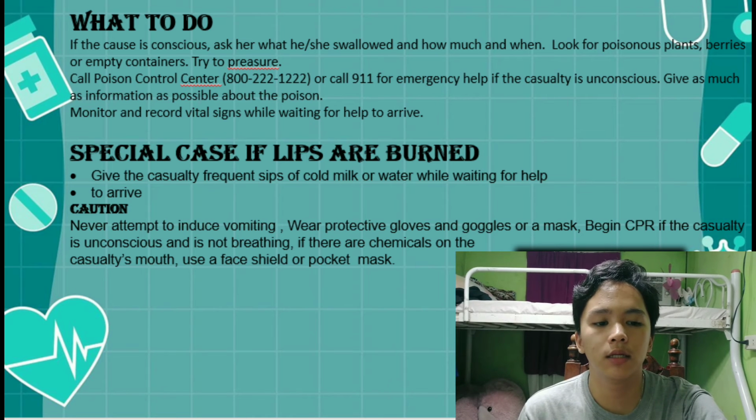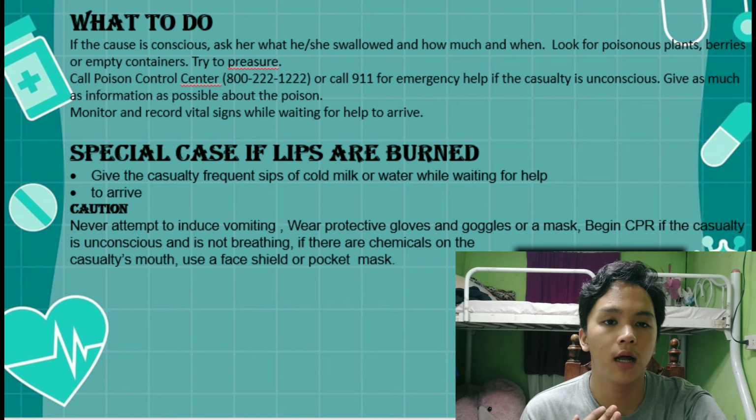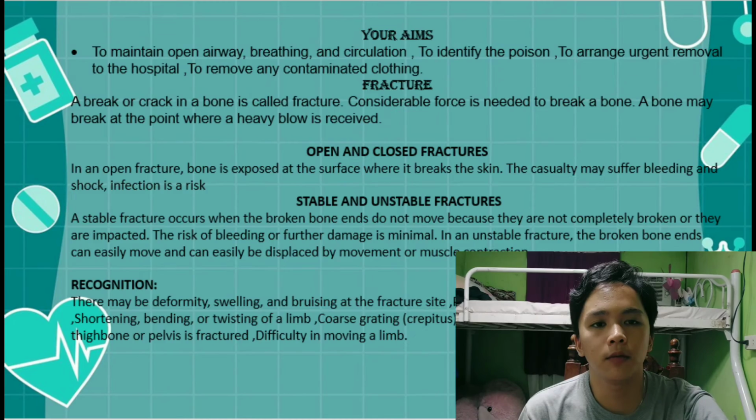If yung casualty naman is unconscious or wala ng malay, hindi humihinga, pwede natin siyang bigyan ng CPR. If yung casualty naman is may chemicals na napunta sa bibig niya, gumamit tayo ng face shield or pocket mask para at least hindi ma-transfer sa atin ang poison. So next is yung aims. Dapat ma-identify natin kung ano ba yung poison na dumako sa balat niya or yung nalunok niya. Dapat din na urgently dalhin natin sa ospital yung victim para sa removal ng poison.